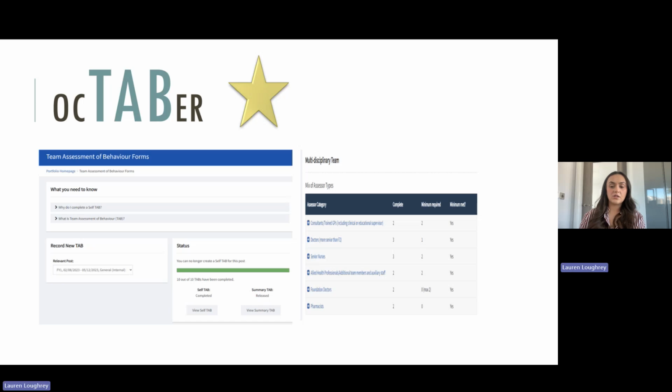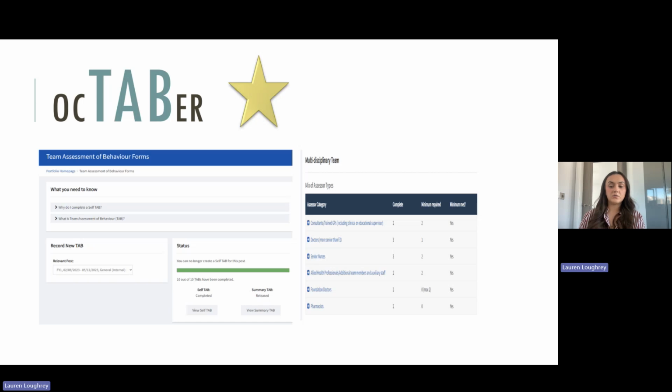During the first rotation, you're expected to complete your TAB, which is Team Assessment of Behaviour. It is recommended to complete the TAB in October. It involves sending out feedback forms to a range of people from the MDT, such as consultants, doctors, nurses, allied health professionals and pharmacists, and getting back 10 of these forms. I would advise sending these out early and to more than 10 people so that your TAB will be complete for the end of rotation 1.